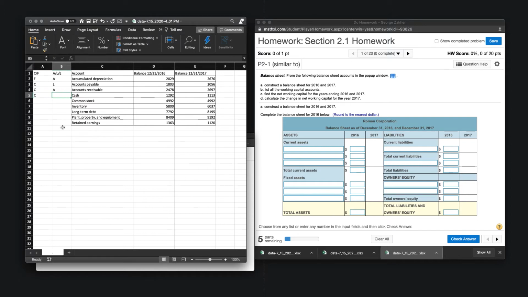Common stock is considered equity. Inventory is an asset, and it's also considered current because ideally we'll be selling that inventory within the year. Long-term debt, well, it's considered long-term or fixed, but in this case we'll consider it long-term. And it is a liability, so we'll call that a liability because we have to pay that off. Plant, property, and equipment, as mentioned with accumulated depreciation, that is an asset and is for the long term or fixed. And finally, retained earnings is considered equity.